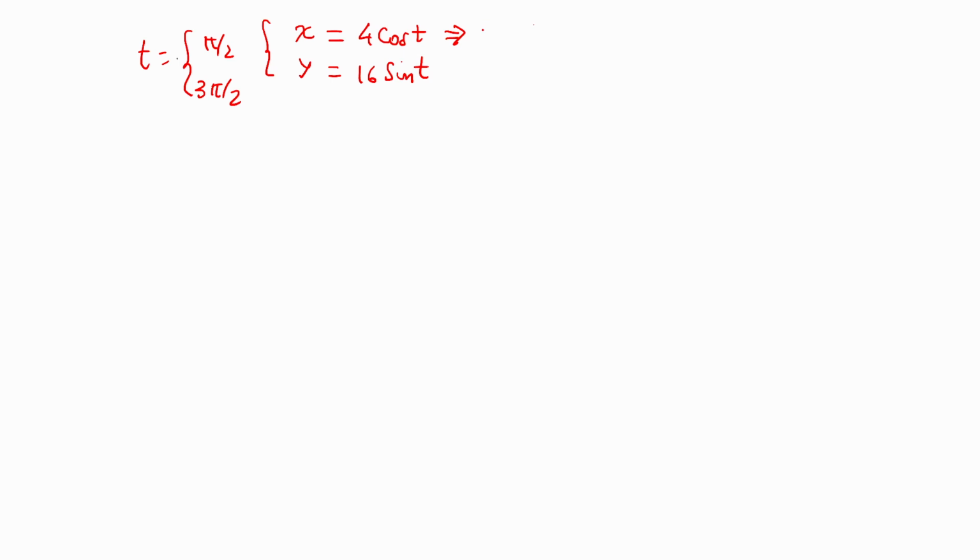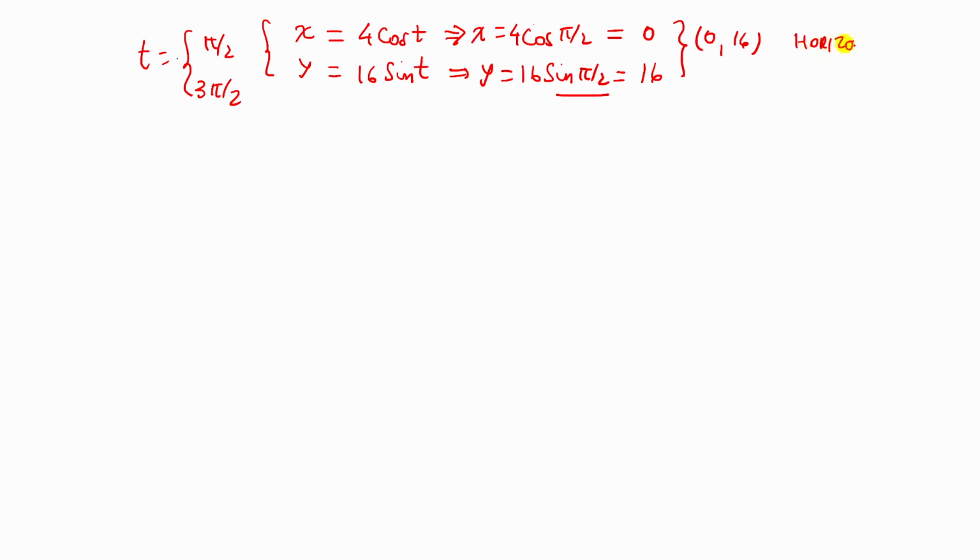T is pi over 2, so that means that x will be equal to 4 cosine of pi over 2, and y will be 16 sine of pi over 2. But cosine of pi over 2 is 0, times 4, this will be 0. And sine of pi over 2 is 1, times 16, this will be 16. So that means that we have a point, and that point is (0, 16). So at this point, we have a horizontal tangent line.